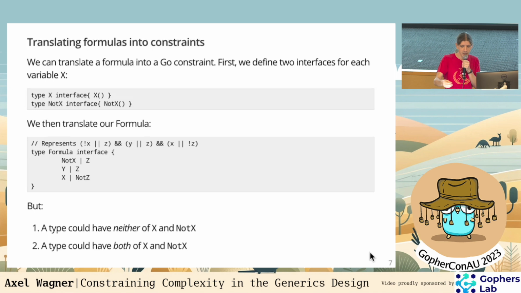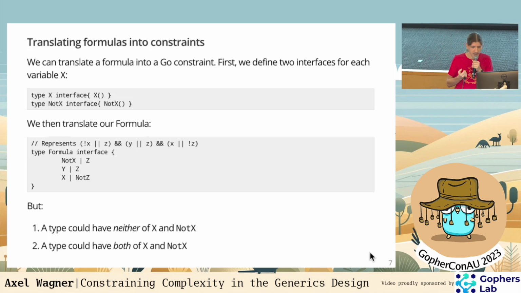Like if a type satisfies formula with these methods, it has to give us an assignment to make the formula true. But this is not quite correct yet, because it turns out a type can have neither of x or not x. A type is not forced to actually have any of these methods, which is not true for Booleans. A bool can't be neither true nor false, right?